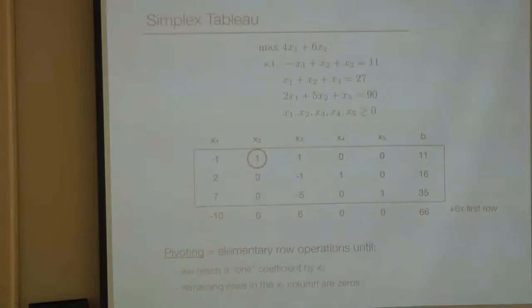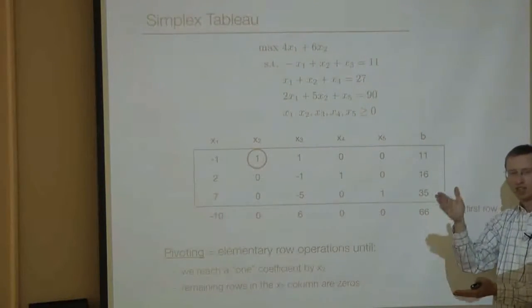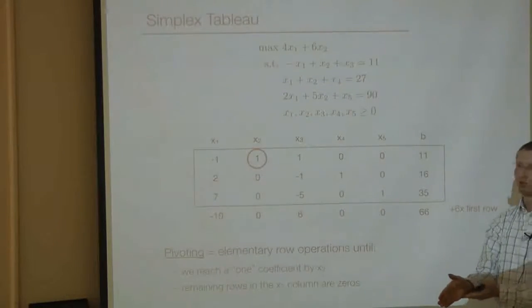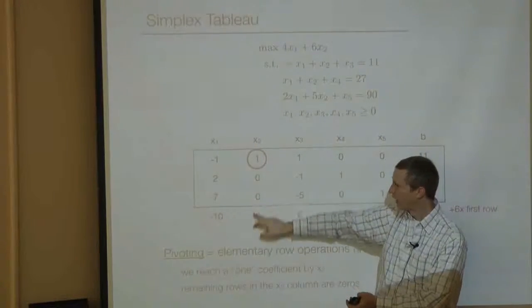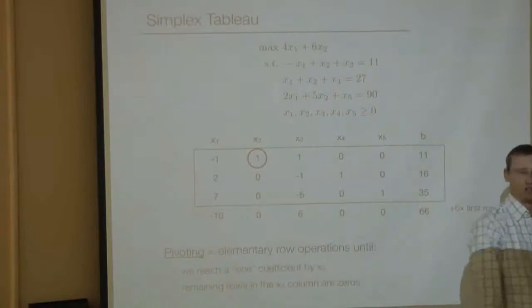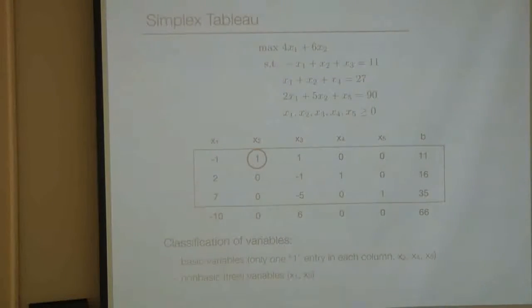The operation that we have just done is technically called pivoting. So pivoting is a series of elementary row operations until in the selected column we essentially get a new basic variable, which means we have a leading one in the column, and then the remainder of the entries are just 0. Now, why did we do this? Because now we have obtained a new basic variable.